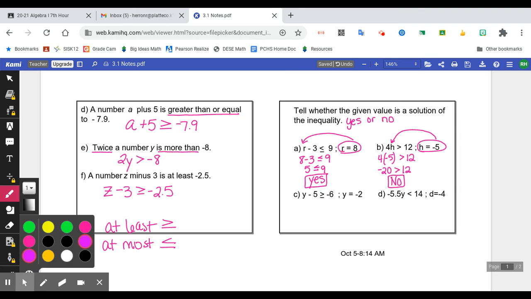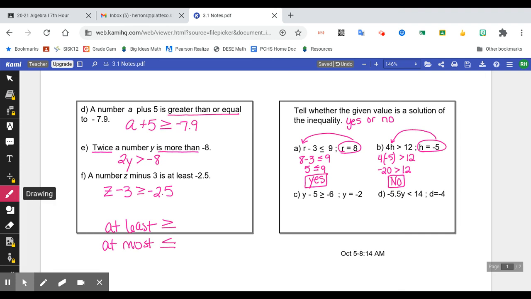Okay, let's go to the next one. How about y minus 5 is greater than or equal to negative 6 if y equals negative 2? So negative 2 is going to go right in here. I have negative 2 minus 5 is greater than or equal to negative 6. Negative 7 is greater than or equal to negative 6. Well, no, it's not. Remember, the bigger the negative, actually the smaller the value. So this would be no. It cannot be a solution because it's not true.